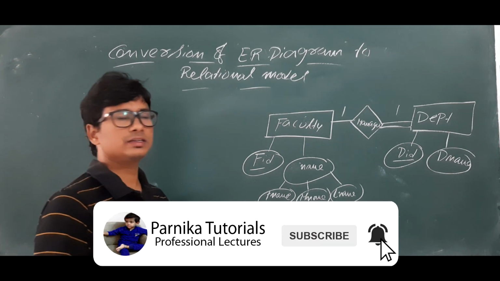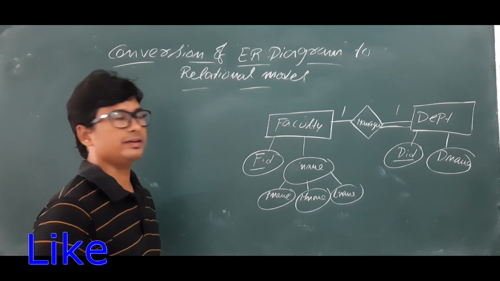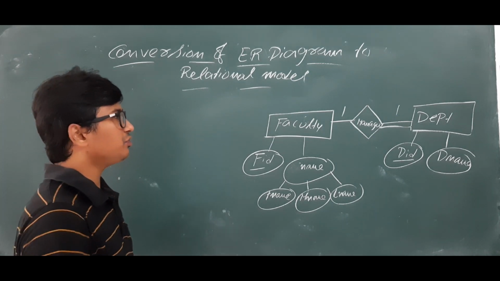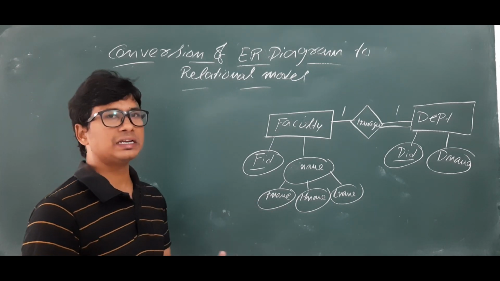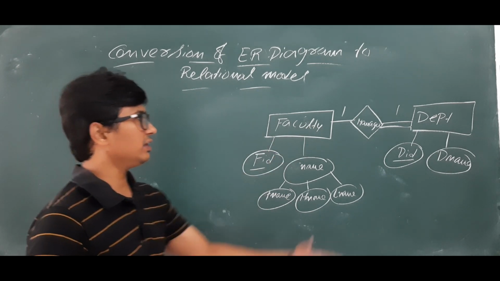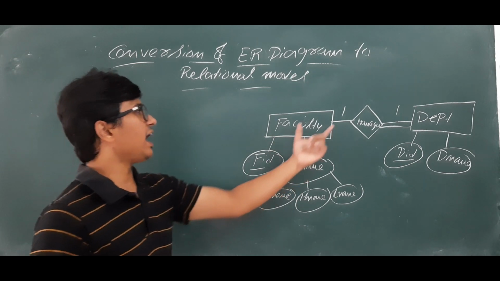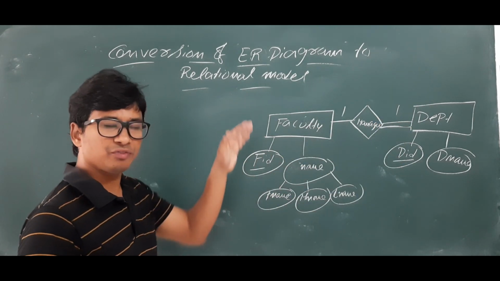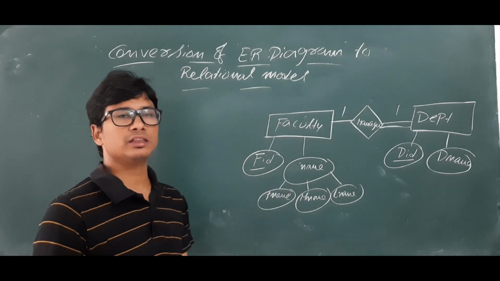Good morning friends. In this video we will discuss another case of how to convert this ER diagram to a relational model. So if you see this ER diagram, we have constructed it in one of your earlier videos. There is a faculty and there is a department. One faculty acts as a HOD for a department. So we have taken a few requirements and we have constructed the ER diagram.